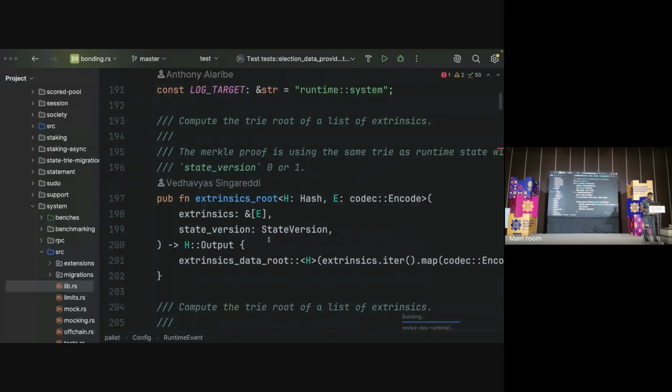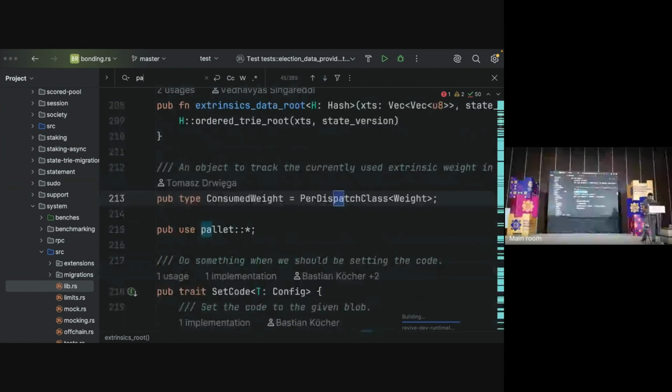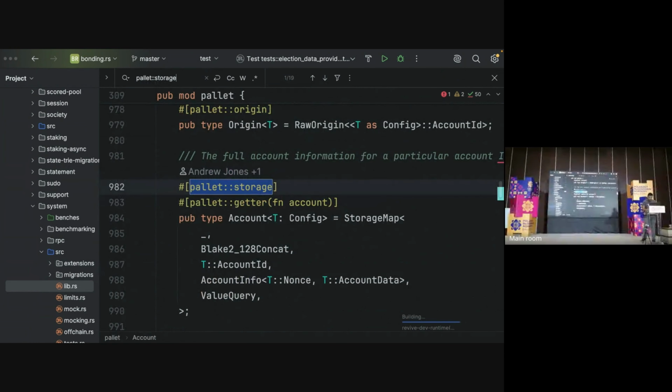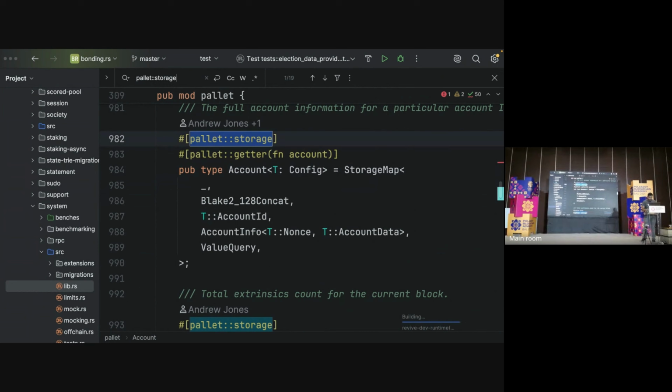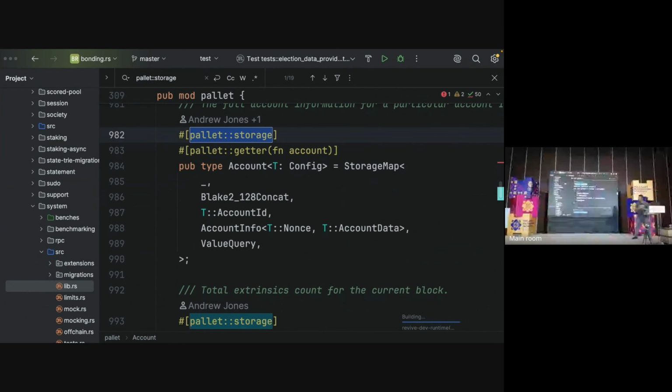Okay, let's look at balances. Let's go with system first, and then we will go with balances. System. So this is almost like every other pallet. It should have some storage. Yeah. It has accounts.